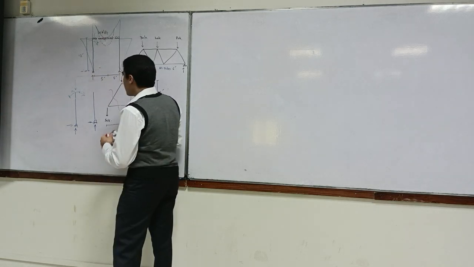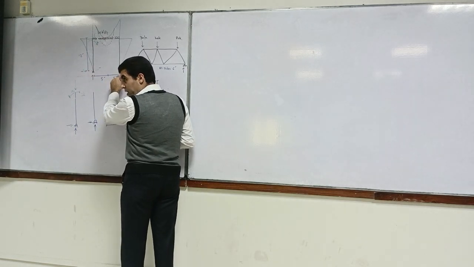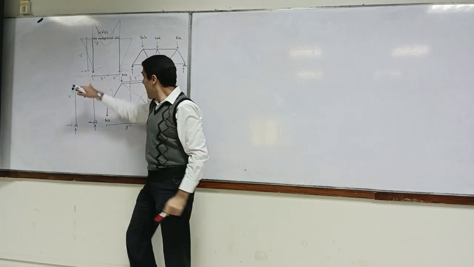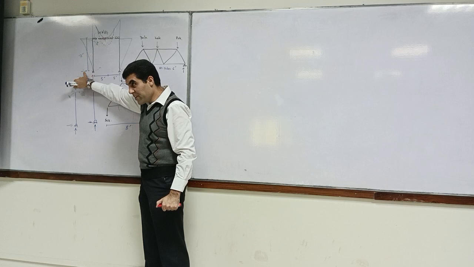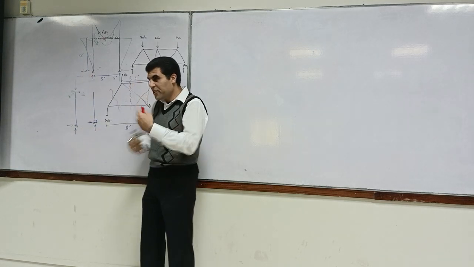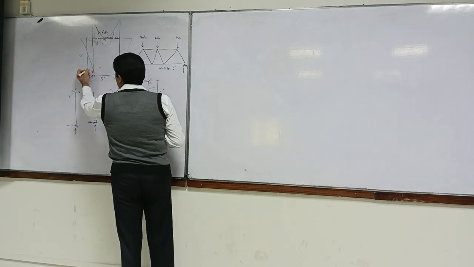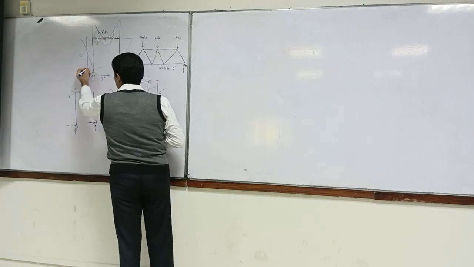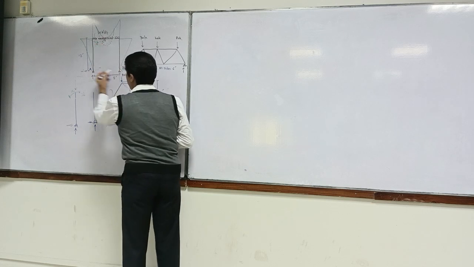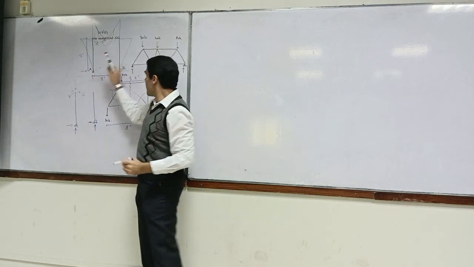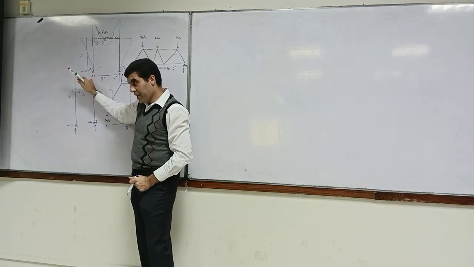So what I am saying is that you can take moment first of all about this point, and this one will be 0. The horizontal reaction will be 0. Why? Because the lever arm is 0 about this point. So if I call it A and B, first take summation of moment about B equal to 0. So the horizontal one will be 0 and you will have vertical only.